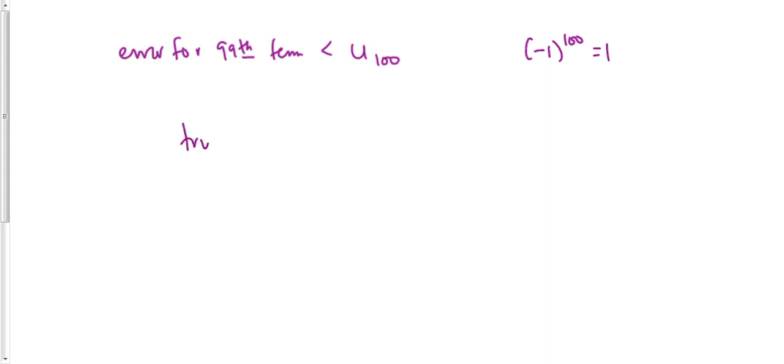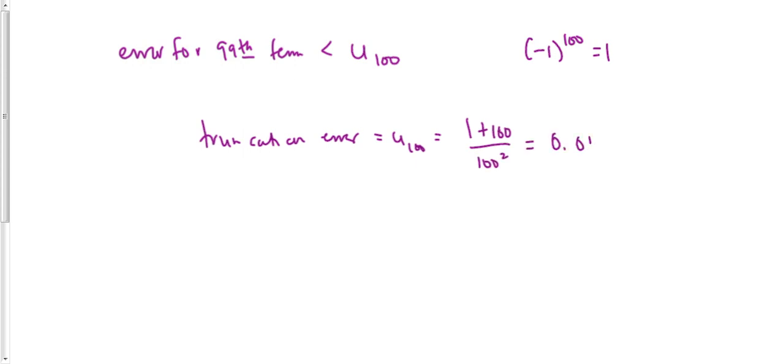So we can say that a bound for the truncation error is going to be u_100, which is going to be (1 + 100) over 100 squared, which gives us 0.0101. And it will be positive, and that's our answer.